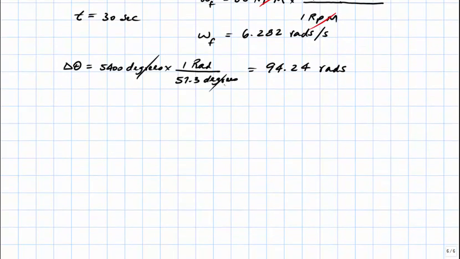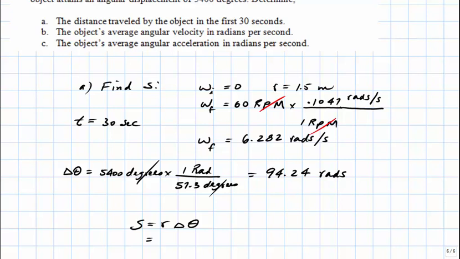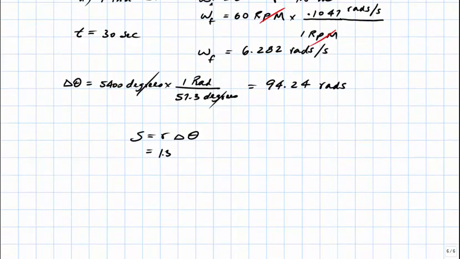Now, earlier we established an equation between arc length or distance and angular displacement. The equation looks like this: S equals R delta theta. In this problem, the radius equals 1.5 meters, and we just determined the value for delta theta as 94.24 radians. The result equals 141.4 meters.